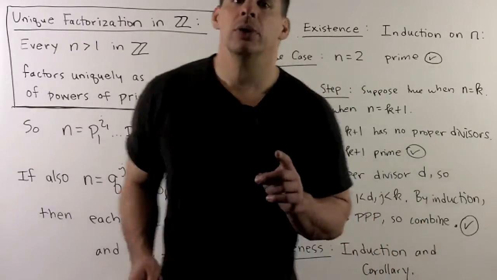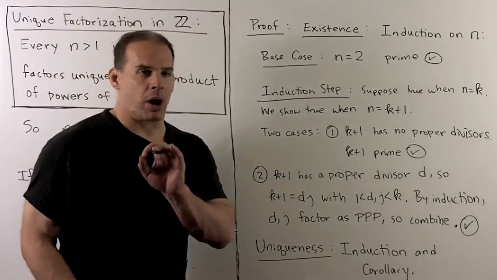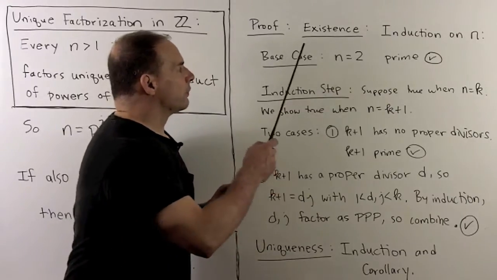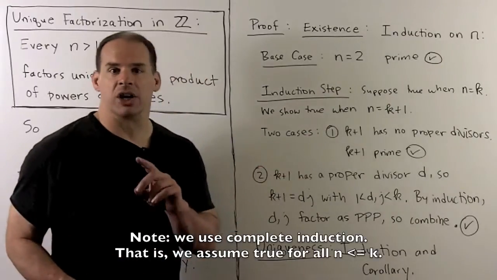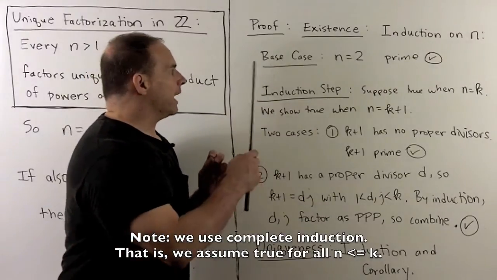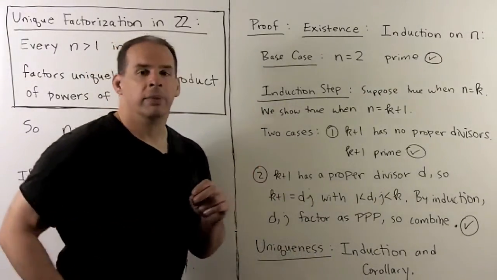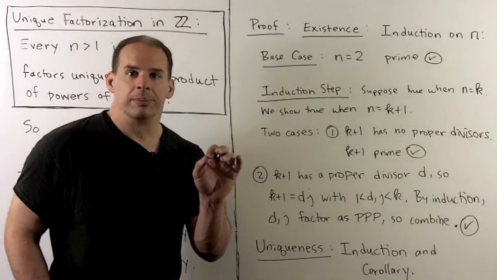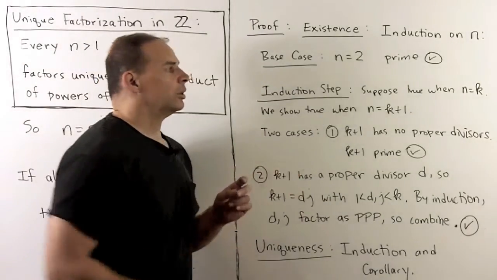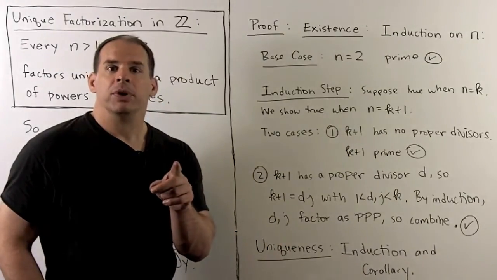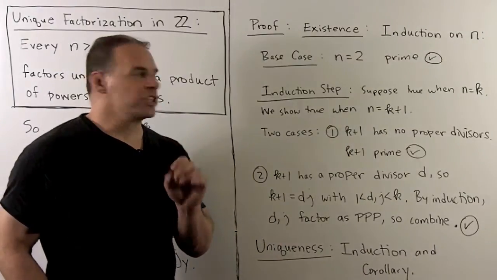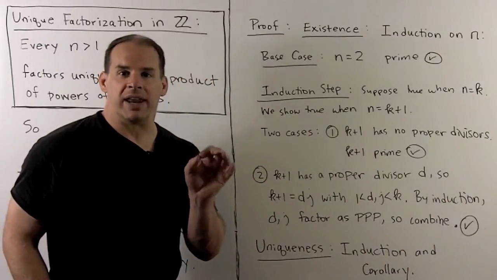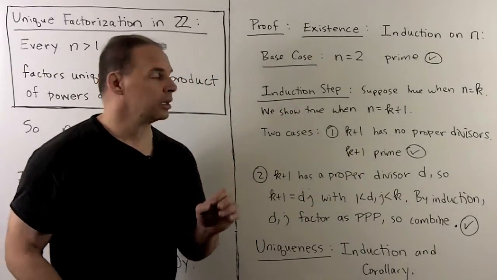Now, we'll show the existence part. Then the uniqueness is straightforward. So for the existence, we show it using induction on n. For our base case, we have n equal to 2. 2 is a prime, so it's its own factorization. For the induction step, we'll assume that there exists a factorization when n is equal to k, and we'll show that there's a factorization when n is equal to k plus 1.